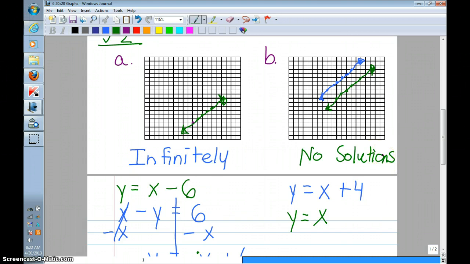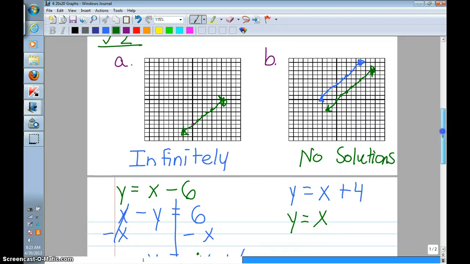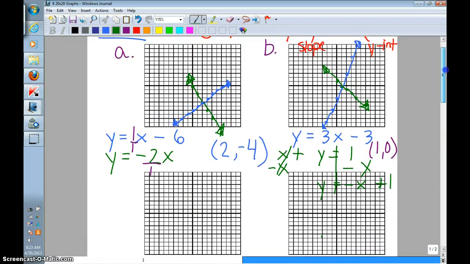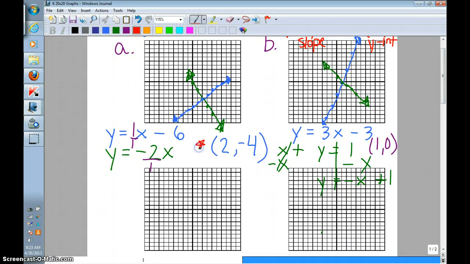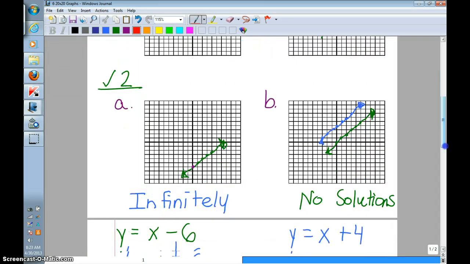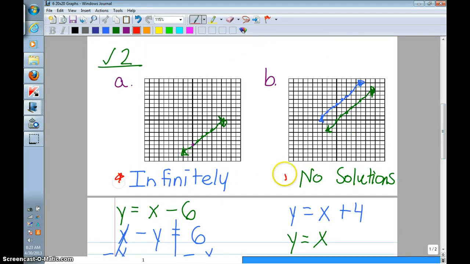So again, if they have the same slope, guys, but different y-intercepts like B, they'll be parallel. If they're the exact same line like A, then there's an infinite amount of solutions. So again, we kind of have like the first example where the lines cross at a certain point. This would be the answer, the point where they intersect. And in these ones, these are the answers here, infinite or no solutions.